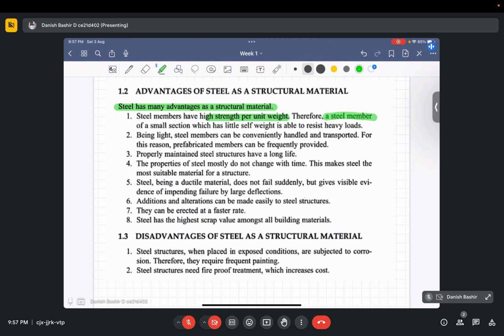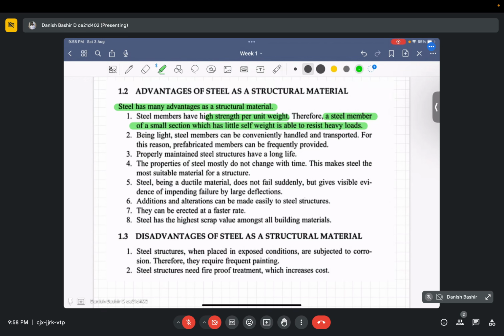Because of this property, steel members of small sections, which have little self weight, are able to resist heavy loads. So sections with very small cross-sectional areas are able to withstand very high loads. You might have observed this in practice also.